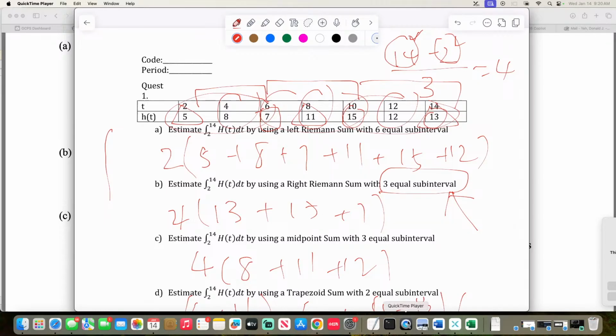Right in between. So I don't use 2, 6, 10, and 14. I use 4, I use 8, I use 12. Or I use the height of that. I use a y value. So it'll be 8 plus 11 plus 12.